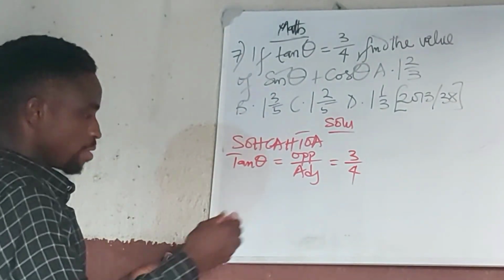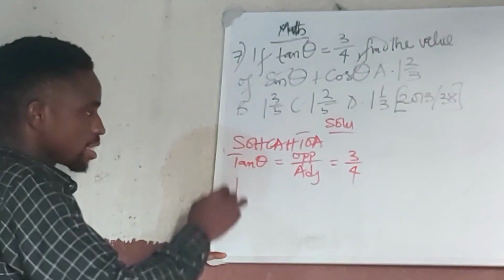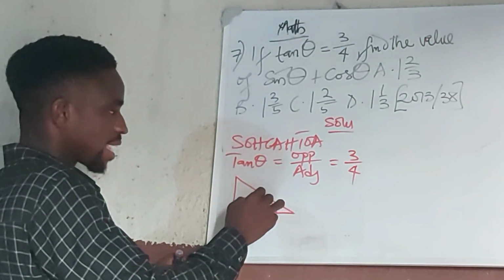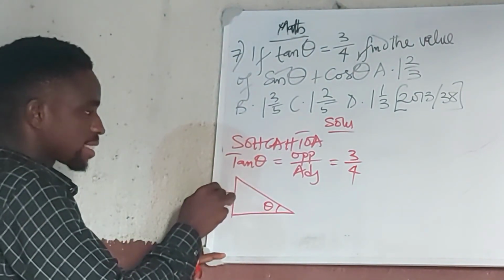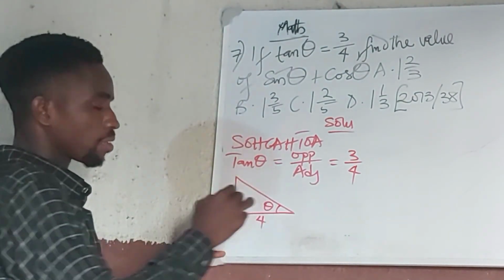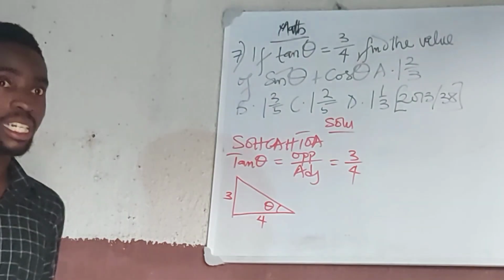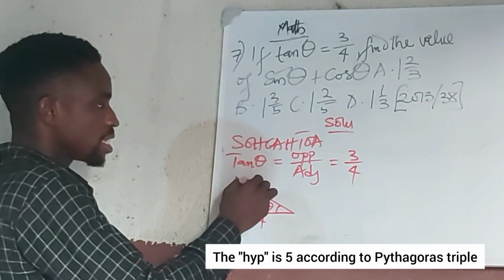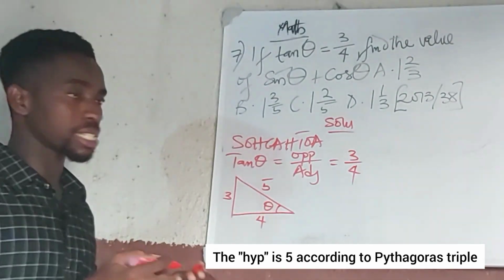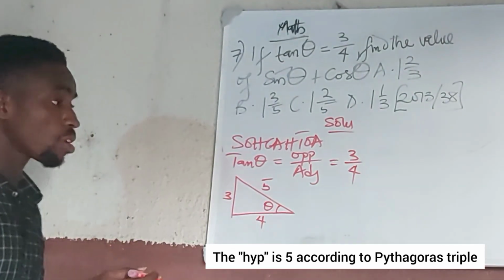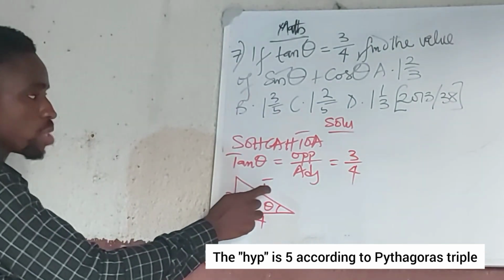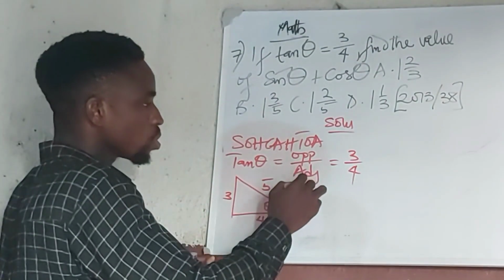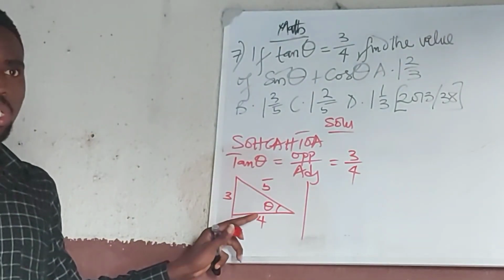So if we draw a right-angled triangle with here as theta, our opposite here is 3, then our adjacent is 4. When you remember Pythagorean triples, to find the hypotenuse is not an issue. The hypotenuse is already 5 according to the Pythagorean triple. So there is no need to start solving for this, but Pythagoras theorem will give you this. So we already know that the hypotenuse is 5.